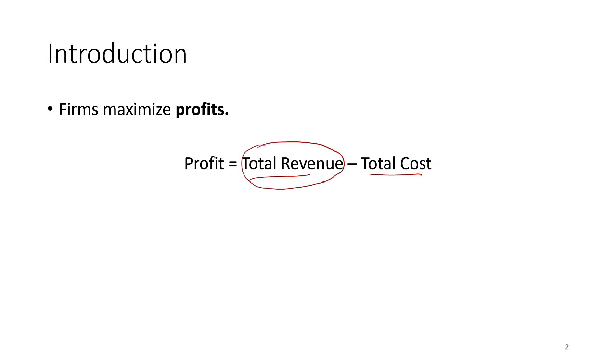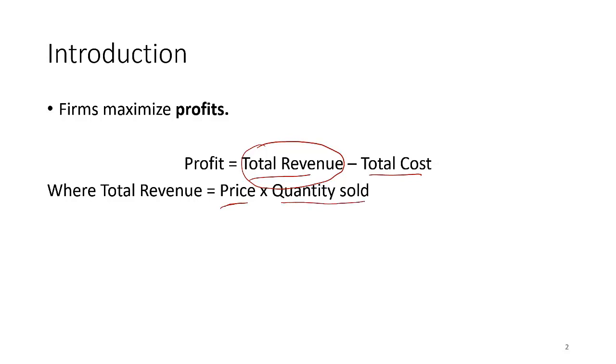How is total revenue calculated? Total revenue is nothing but the price at which the product is sold and the quantity they sell. So for example, if you sell coffee, and coffee costs $3 per cup, and you sell 50 cups of coffee per day, your total revenue would be 3 times 50, which is $150.